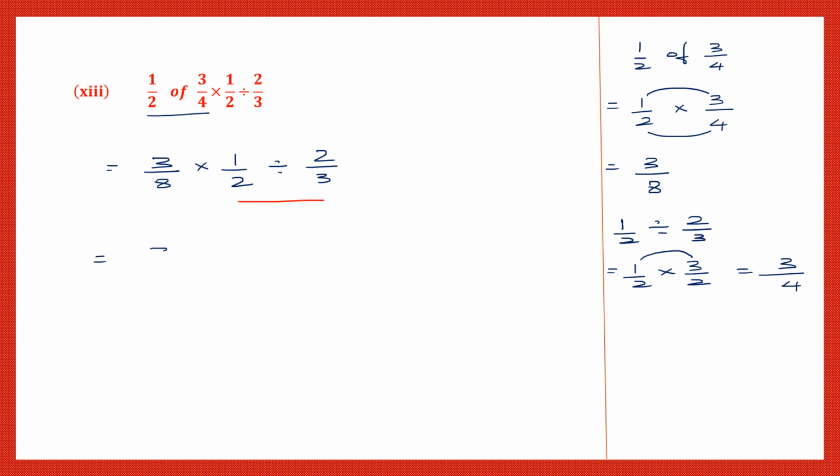So let's write that 3 by 8 into 3 by 4. So here, is there anything that we can cancel? There isn't anything, so we have to multiply the numerators and multiply the denominators. So what do we get here? 3 threes are 9 and 8 fours are 32. So our answer is 9 by 32.